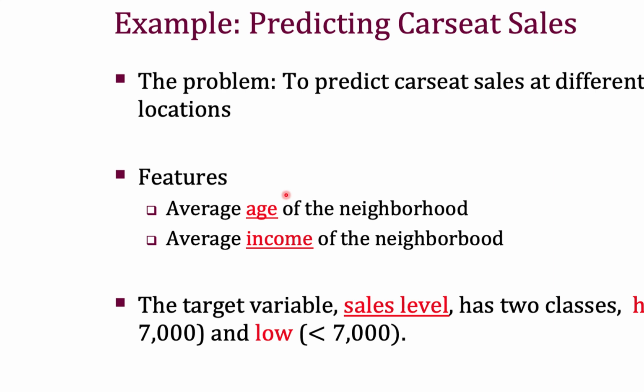And the target variable to predict is sales level, not particularly the sales number. In the example we're going to look at, we first focus on sales level. High means that we have sold annually more than 7,000 car seats. Low means that it's below 7,000 car seats, right? Because we are focusing on classification, and also because predicting levels is generally easier than predicting precise numbers, right?